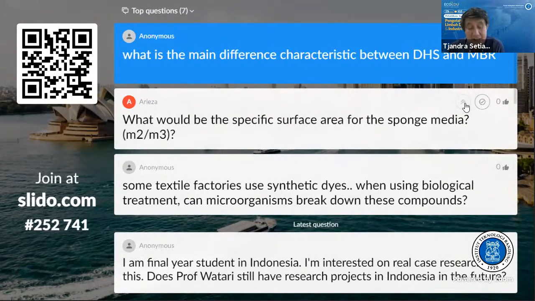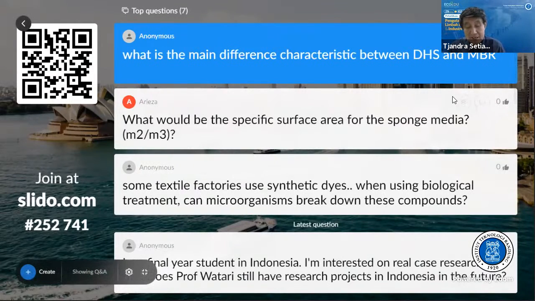attached to the media. In the MBR, the microbe is suspended, but the separation of the liquid or the water from the microbe uses a membrane. So that is a different system. One is attached growth, and the other one, MBR, is suspended growth. The microbe is suspended in the MBR, but in the DHS, the microbe is attached to the media.